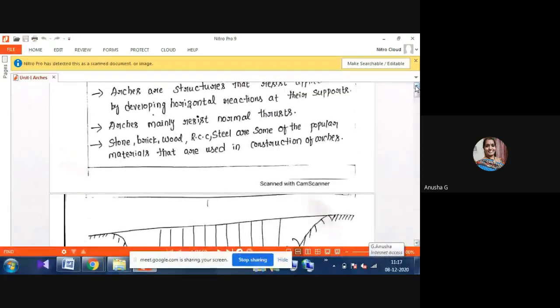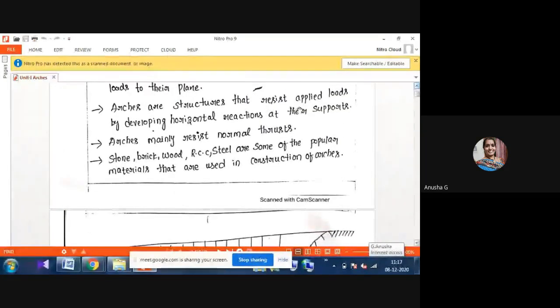These arches are the structures that resist the applied forces, applied loads, by developing the horizontal reactions at their supports. Arches may resist a normal thrust. There will be stonework, stone, brick, wood, different types of materials used for the construction. For normal interior decoration purposes, we are using wood.